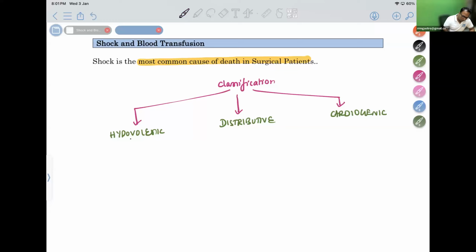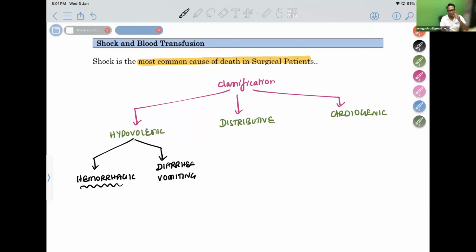In hypovolemic shock, we have two important reasons. One is due to hemorrhage, that is hemorrhagic shock. This is a very important shock with relation to surgeons. Other causes of hypovolemic shock, you know very well: diarrhea, vomiting, all those causes also cause shock. So that's more of a medicine case.